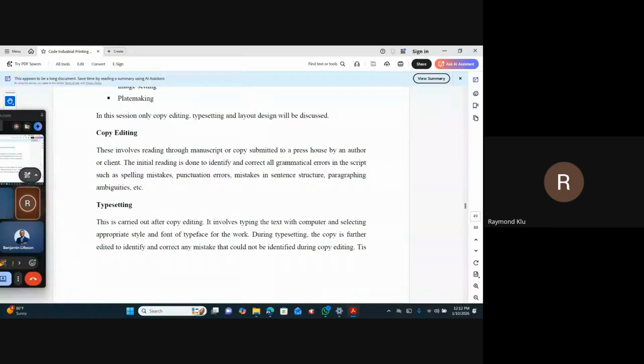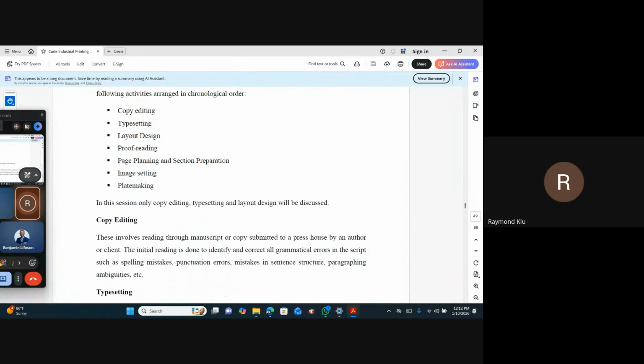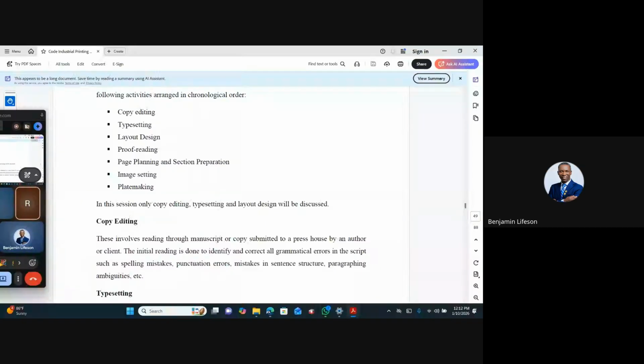The first one is copy editing. And we have typesetting, layout design, proofreading, page planning and section preparation, image setting, and then the last one, plate making. In this session, only copy editing, typesetting, and layout design will be discussed.